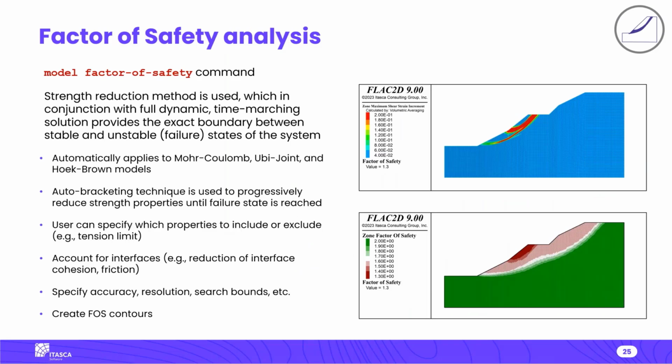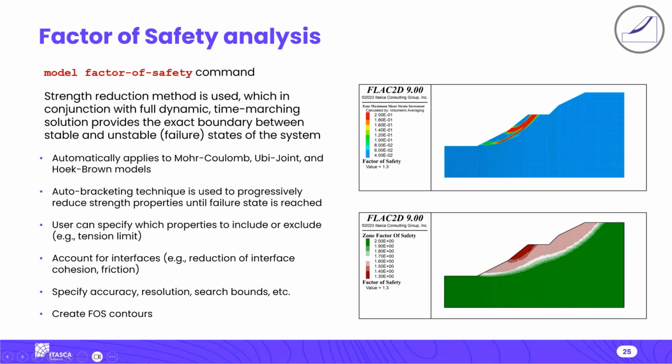Finally, I wanted to mention factor of safety analysis before switching to a few other modules. FLAC2D has powerful factor of safety calculations with the model factor-of-safety command. It uses the strength reduction method, which, in conjunction with a full dynamic time-marching solution, provides the exact boundary between stable and unstable states. So it's much more accurate than any other approximate methods like limit analysis, limit equilibrium, or method of slices, because it really runs a full solution to find where the material fails and what the appropriate factor of safety would be. This command automatically applies to Mohr-Coulomb, ubiquitous joint, and Hoek-Brown models.